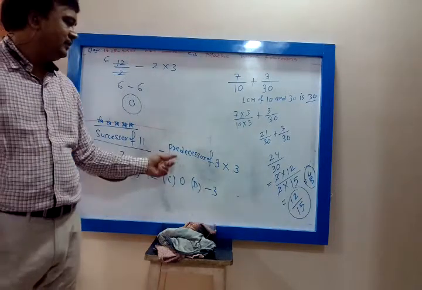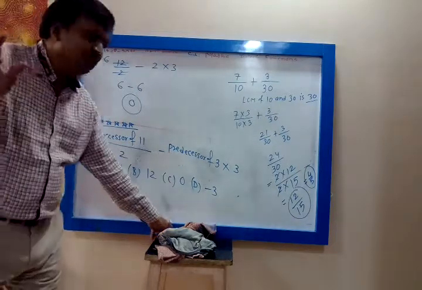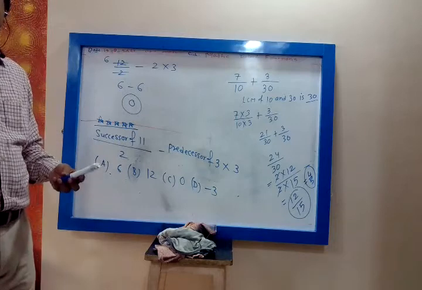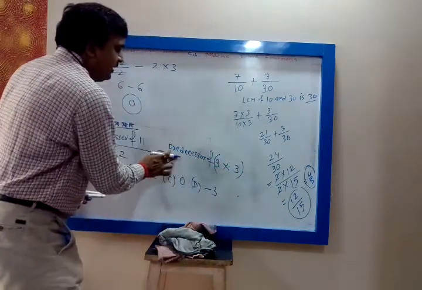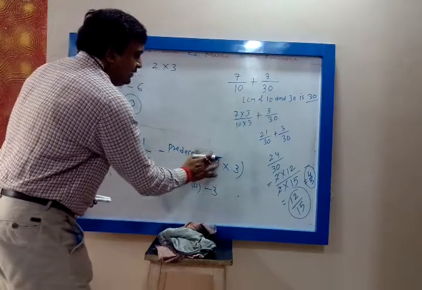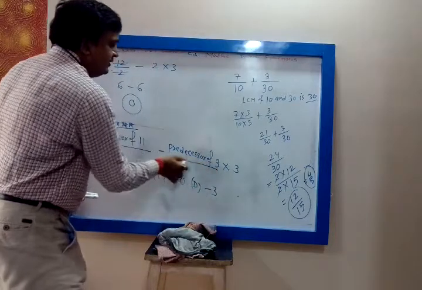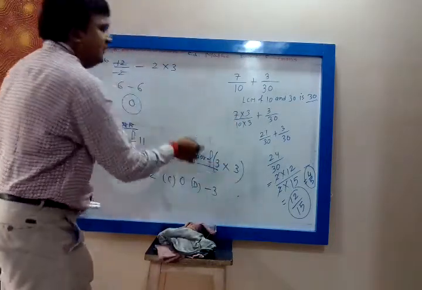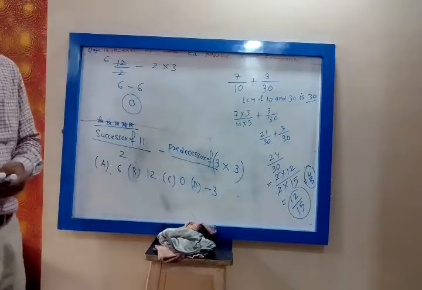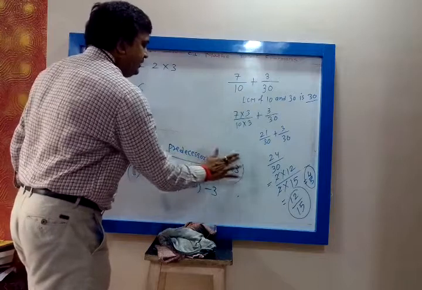So first you have to find. No, my dear. See here. If a bracket is there, 3 into 3, then you have to find the predecessor of 9. But there is no bracket. There is no bracket, which means first you have to find the predecessor of 3 and multiply it by 3. If a bracket is there, then you have to find the predecessor of 9. Okay? Yes, bracket is not there, no. So that will be predecessor of 3 multiplied with 3.